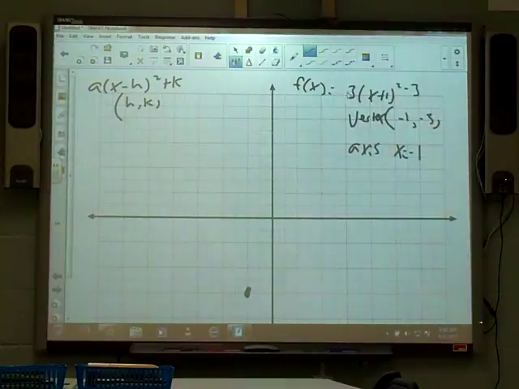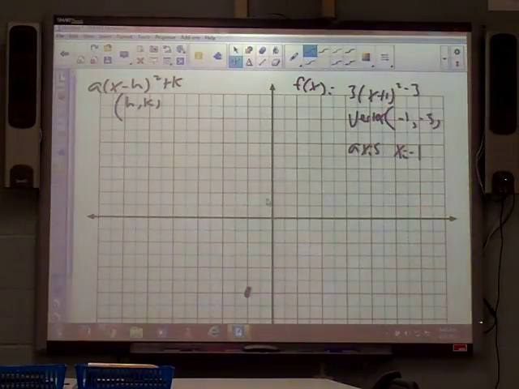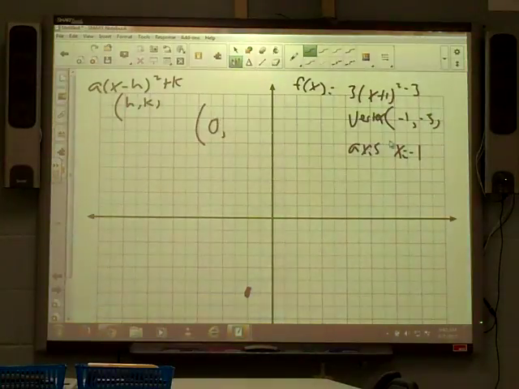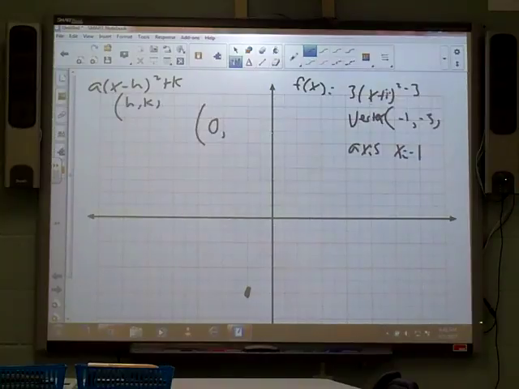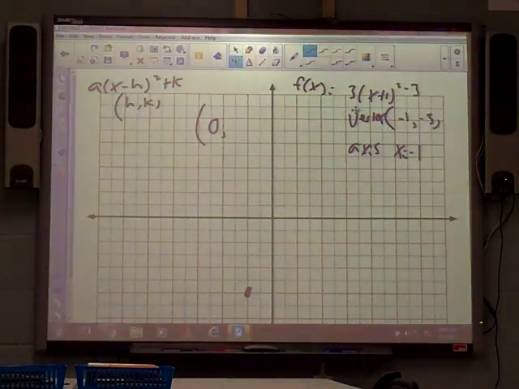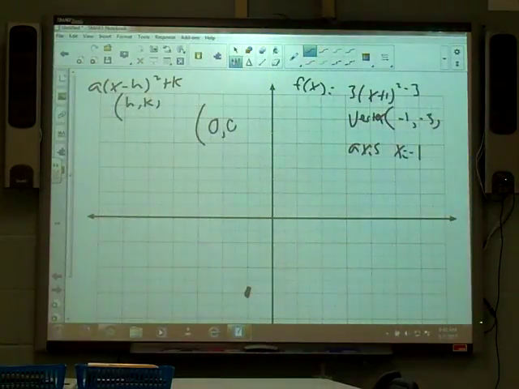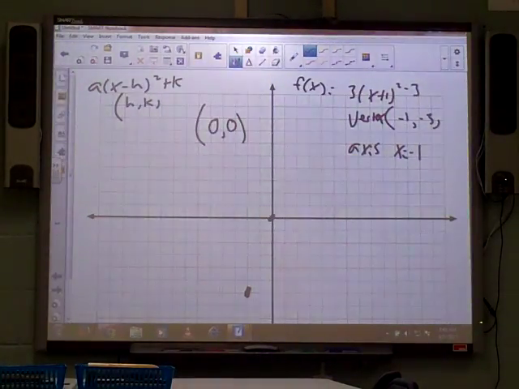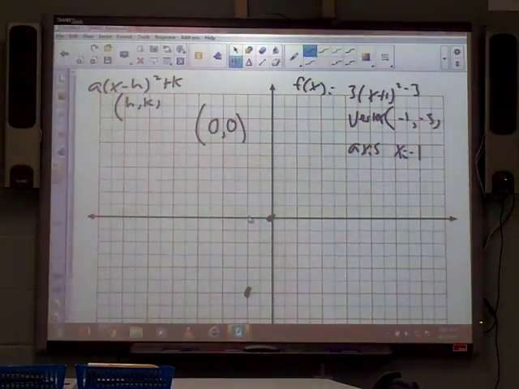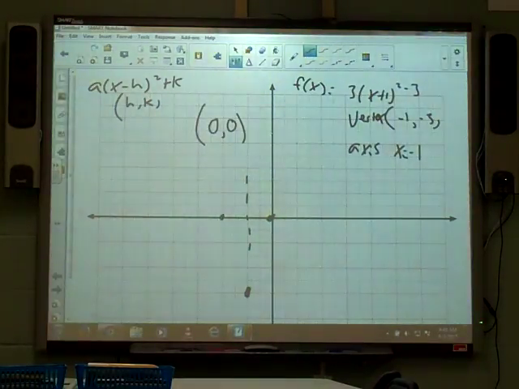My a is 3, so I know this thing's gonna open up. So what about if I plug a 0 in for x? What would that give me? Let's check that out and see. 0 plus 1 is 1. 1 squared is 1. 3 times 1 is 3. 3 minus 3 is 0. So I got that point there, right? Now we can just count and put our other point, because here's my axis of symmetry. That's 1 away, so I go 1 away on the other side.